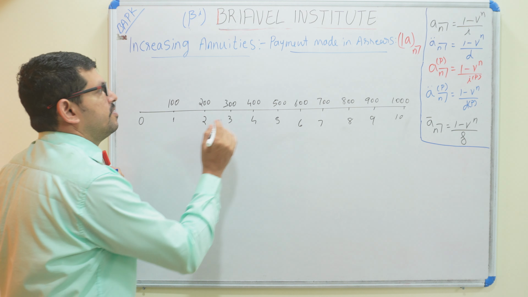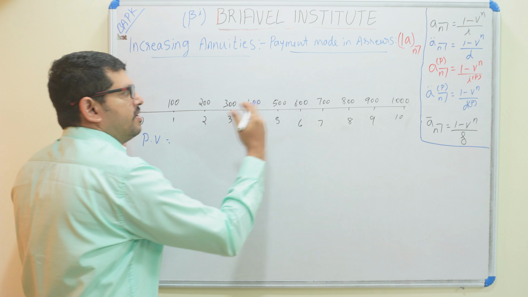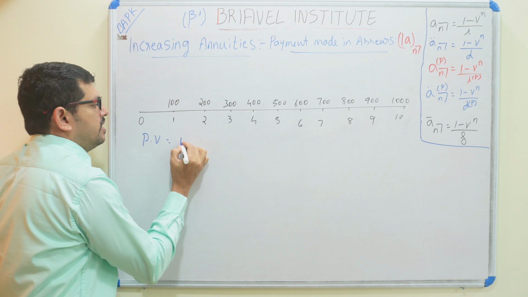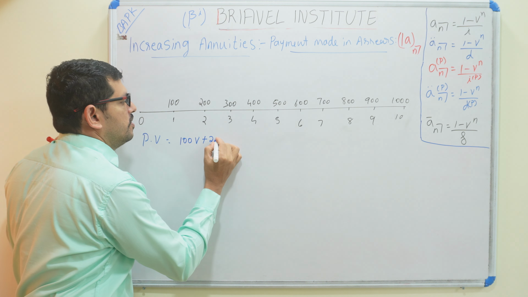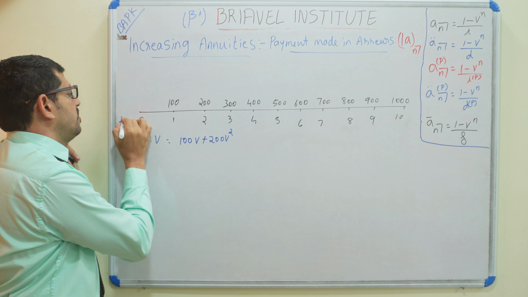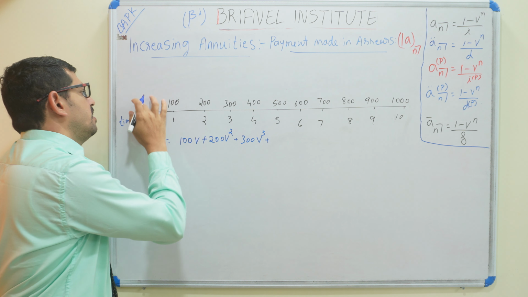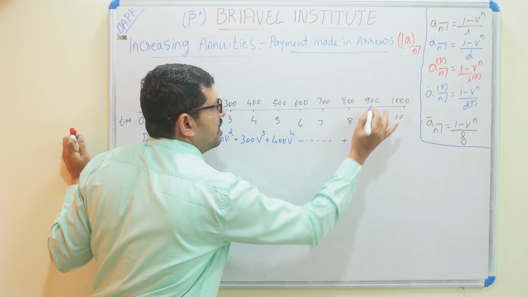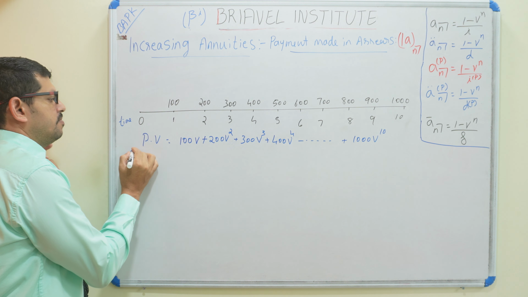So how do we find the present value? The method is the same: whenever finding the present value, we bring each payment to time 0. The 100 we multiply by v. The 200 is brought to time 0 by multiplying with v squared. The 300 is multiplied by v cubed, plus 400 times v to the 4, and so on, going up to 1000, which is multiplied by v to the 10. So this is the present value at time 0.